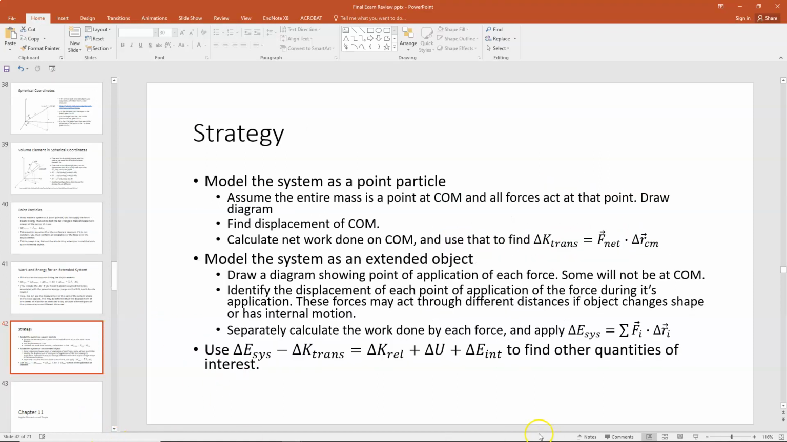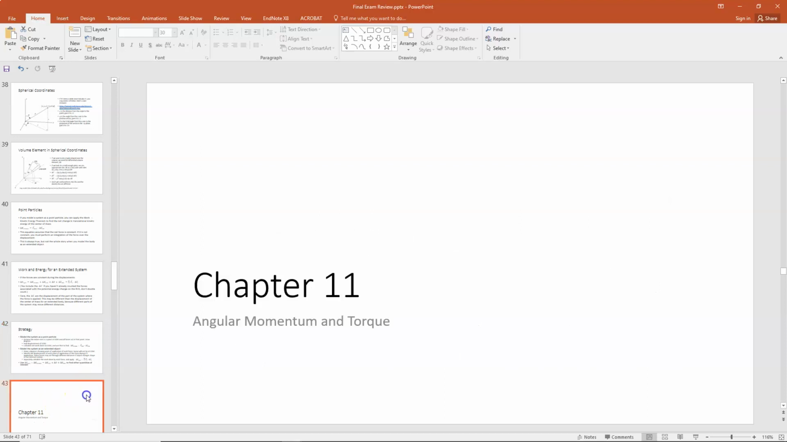What you do for these is you model your system as a point particle and solve the problem that way, getting the net work and finding the change in the translational kinetic energy, and then you model the system as an extended object. Once you do that, you can solve for the change in the internal energy, for example, or the relative kinetic energy. We did a bunch of homework problems on that, and you should study those, like the yo-yo problem and the springs and all that good stuff.